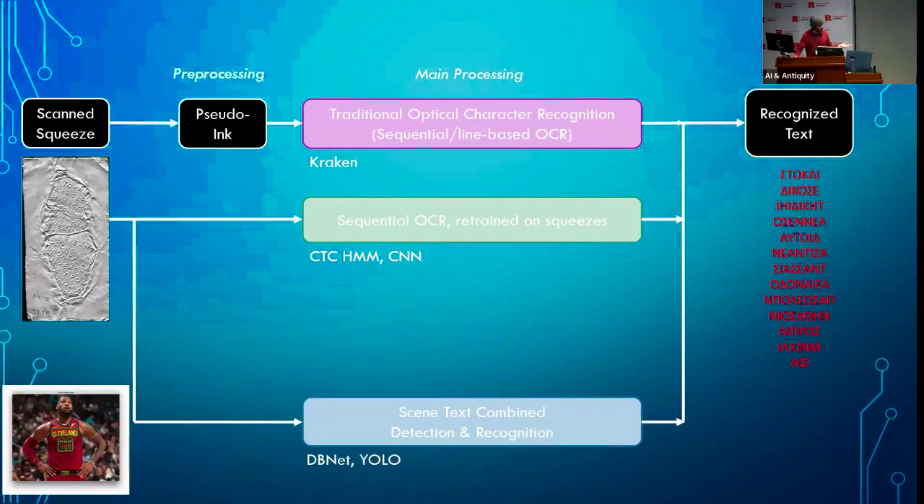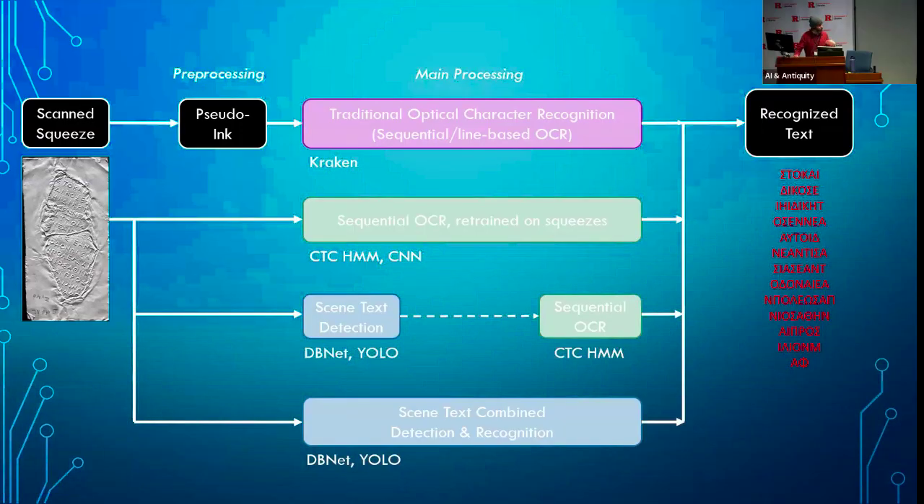We talked about the scene text detection. One option is to say, let's just run it through scene text detection, let that do detection and recognition, see what it spits out. We also said, well, those are separate tasks, detection and recognition. What if we use the detection step to create our segmentation, and then once we have our segmented pieces, feed those through a sequential recognizer to do that second step.